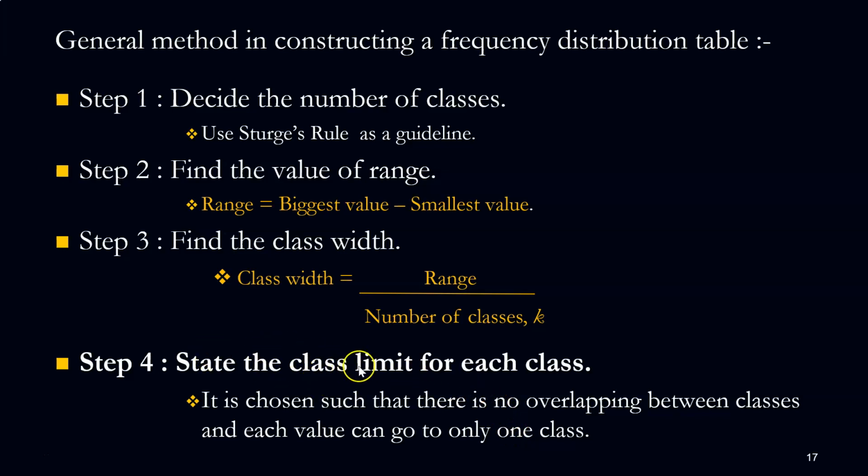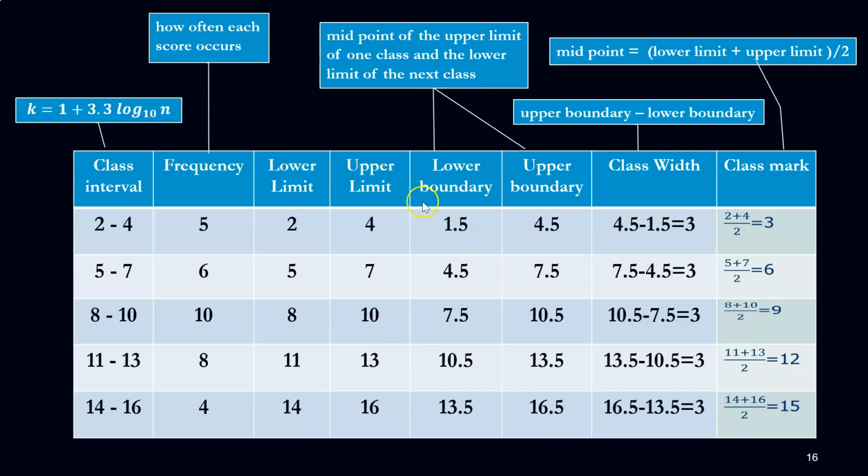Kenapa kita kena set class limit? Class limit yang ni. Lower limit, upper limit. Supaya tidak berlaku overlapping. Maksudnya, dekat sini you start with 2 until 4. Dekat sini you cannot start with 4 pula. You have to find other numbers so that they cannot be overlap.